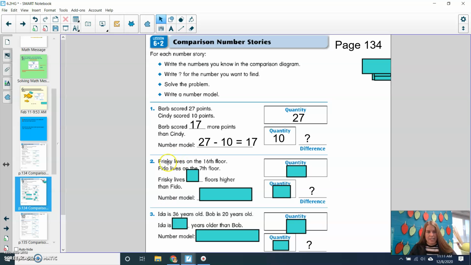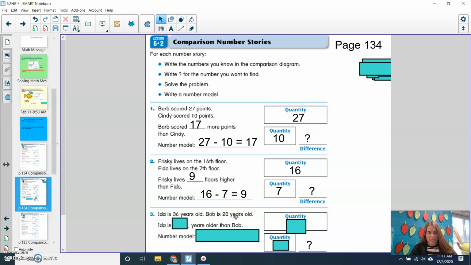All right, second graders. Question 2, Frisky lives on the 16th floor. Fido lives on the 7th floor. So I'm going to put my top quantity 16 and I'm going to put my smaller quantity 7. So I need to figure out Frisky lives how many floors higher than Fido. So I know I'm subtracting. I have 16 minus 7, which equals 9. So he lives 9 floors higher.